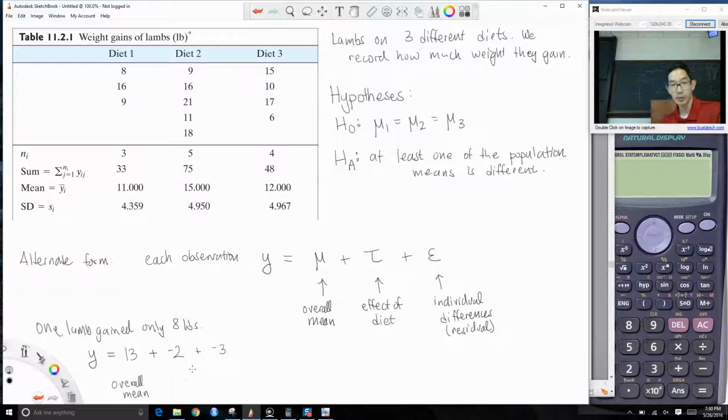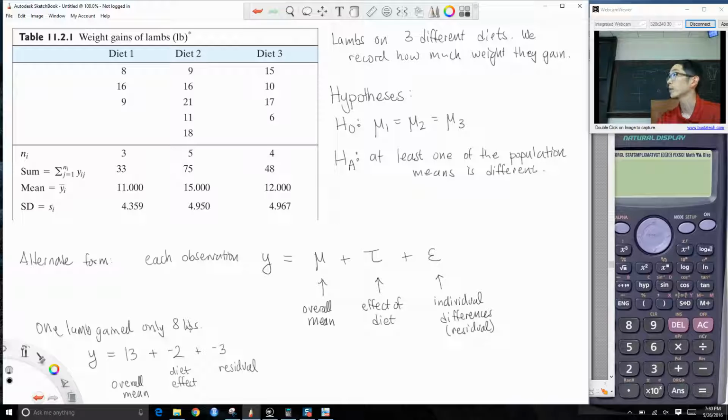And so this would be the diet effect, and this would be the residual difference, okay? And so we would say this is why this lamb gained only 8 pounds, okay?